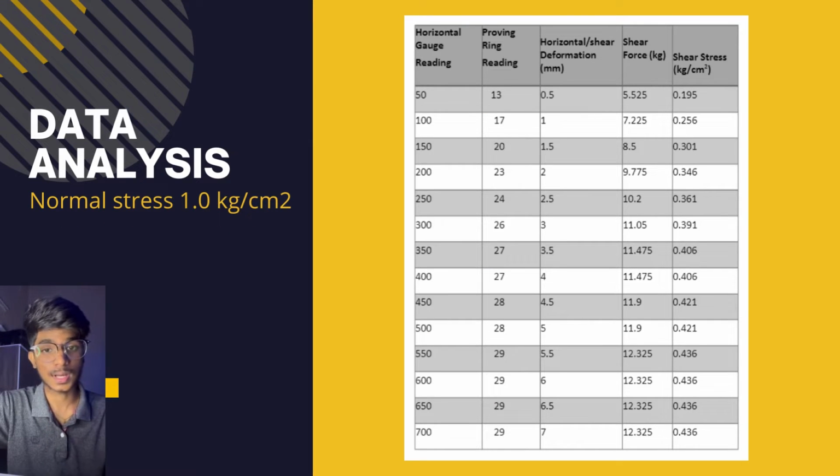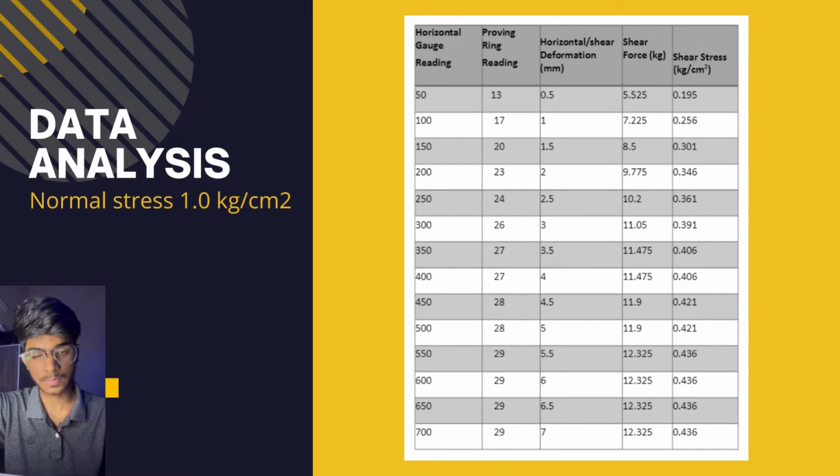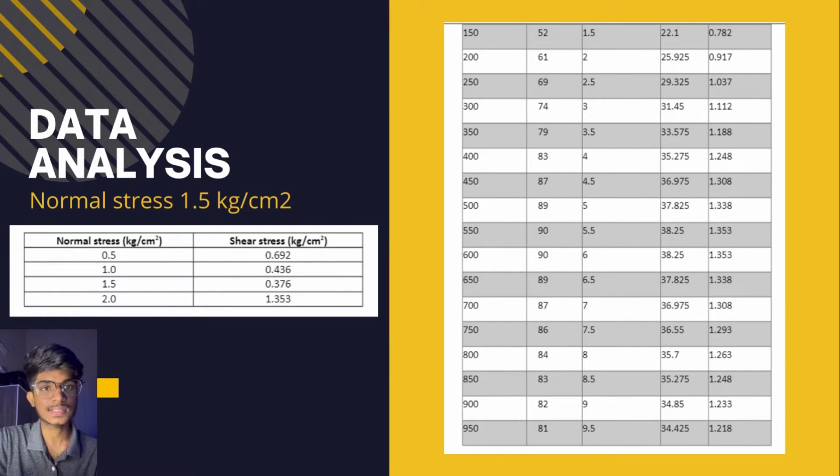Okay, now for this data, I have used the normal stress of 1.0 kilogram per centimeter square. So here also we will be searching the horizontal gauge reading, proving ring reading, and the horizontal and shear deformation in millimeters, shear force, and also shear stress. All of these are the same as the previous table, but I have changed the normal stress only, so the calculation will be a bit different, but all the points that we should search for are the same. Now lastly, the data analysis for the normal stress 1.5 kilograms per centimeter square.